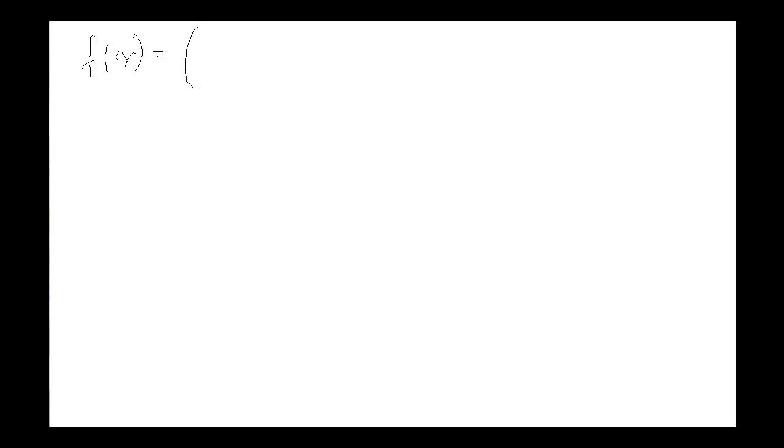f of x equals the product of x plus 5 over x minus 1 times 2x plus 1. And the idea here is we want to find the slope of the tangent line to this graph at the point (0, negative 5). Okay? Now, you might ask yourself, well, what rule am I going to need to apply first?